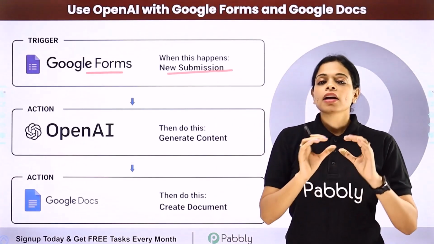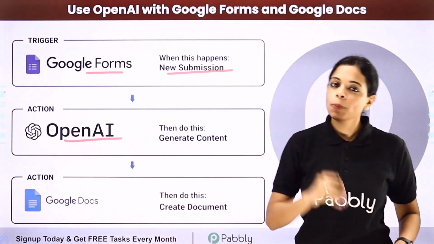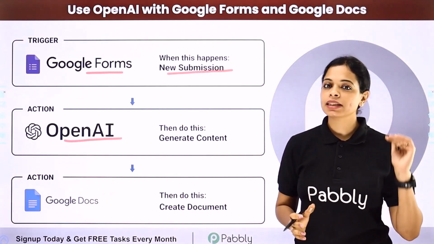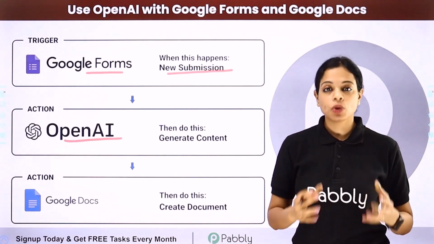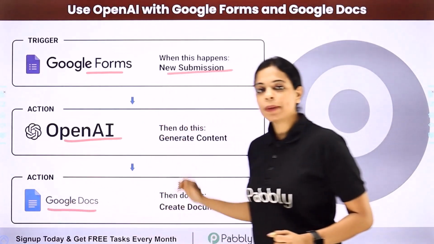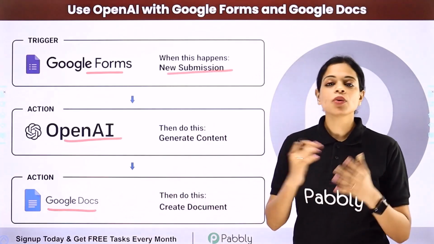those forms. There is certain data for which you have to generate content, and you are using OpenAI for the same. OpenAI is an artificial intelligence and deployment company that helps you in generating content. And then what you want is to create a document, append the generated content in that document and just save it. How can that be done?